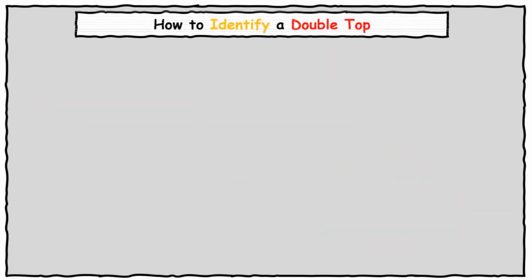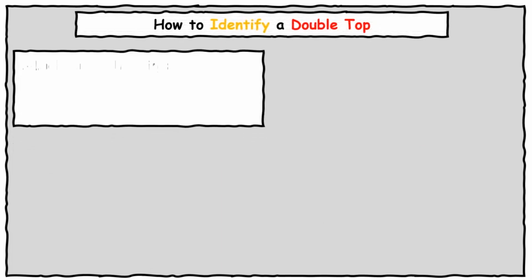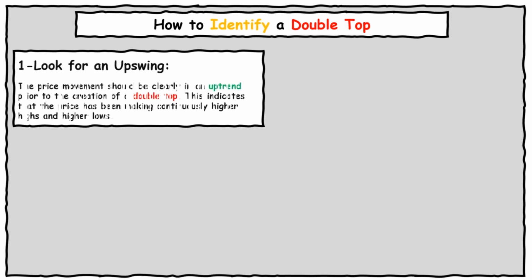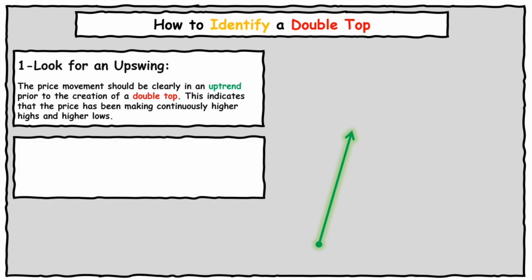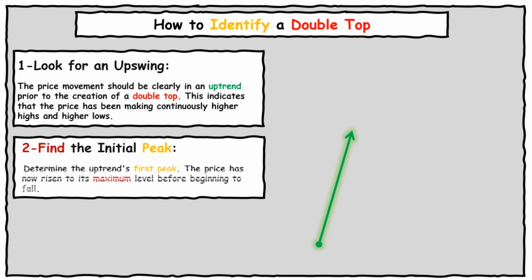How to identify a double top? 1. Look for an upswing. The price movement should be clearly in an uptrend prior to the creation of a double top. This indicates that the price has been making continuously higher highs and higher lows. 2. Find the initial peak. Determine the uptrend's first peak. The price has now risen to its maximum level before beginning to fall.